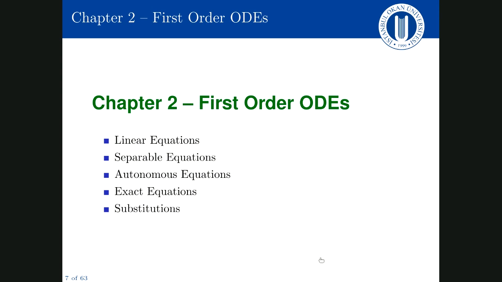Moving on, chapter 2 was about first order ordinary differential equations. There were 4 types of equations and then 1 trick, which we used on 2 types of equations in this section. For linear equations, for separable equations, for autonomous equations, for exact equations, and for substitutions, we had different techniques.